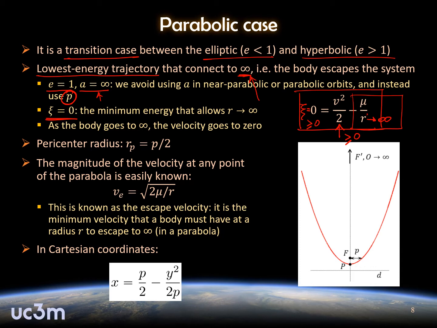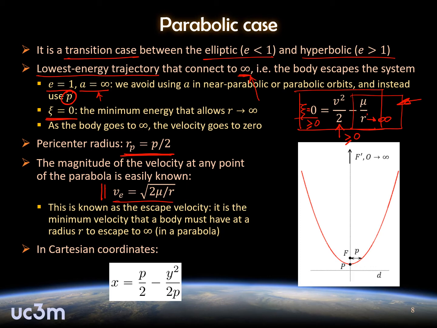Now, a parabola has a radius of the pericenter that can be expressed in terms of the parameter as you see over here. Okay, so just half of the parameter, the semilatus rectum. And associated to the parabola, there is an important velocity, as we will also see later, which is called the escape velocity. The escape velocity is the velocity that you obtain when you solve this equation for v. Okay, so assuming that the energy is 0, the case for the parabola, you can find this expression for the velocity at each point of the parabola.